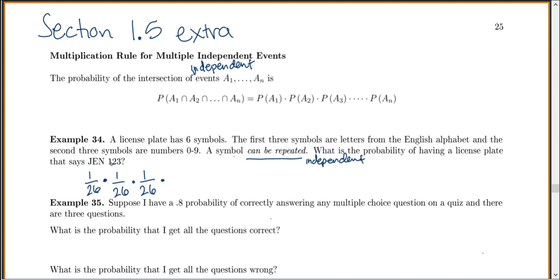Now I want a number 1, but we only have the numbers 0 through 9, that's 10 options, so we have 1 out of 10. For the 2, we have a 1 out of 10. For the 3, we have a 1 out of 10. And this would give me 5.68 times 10 to the negative 8th power.